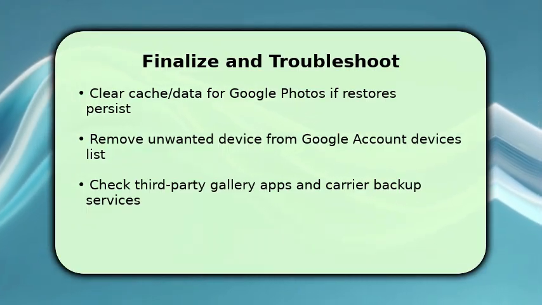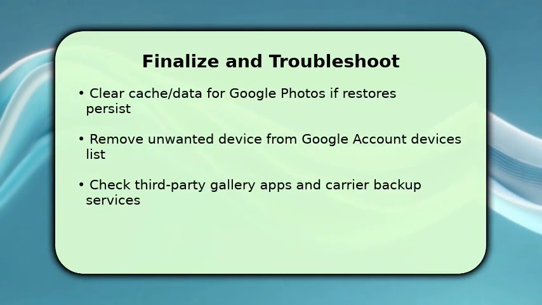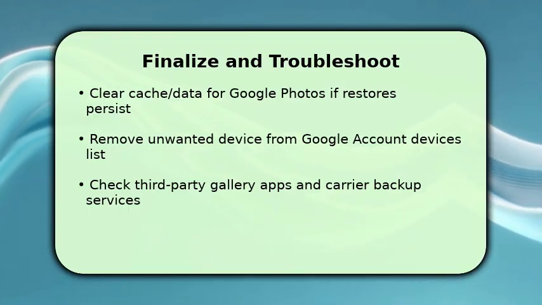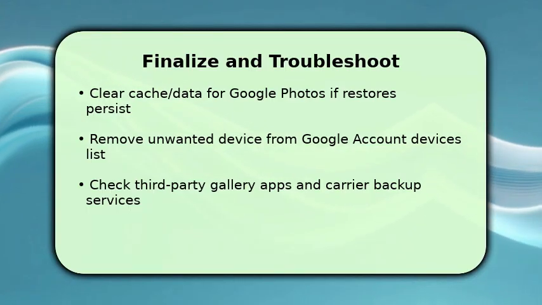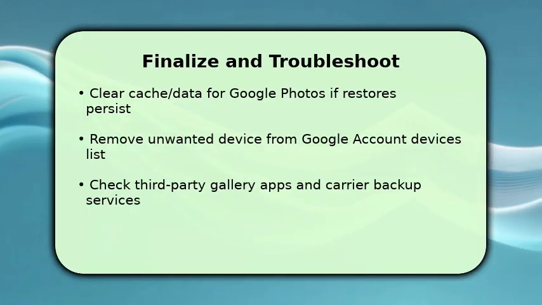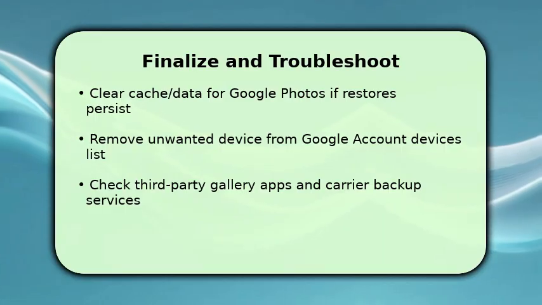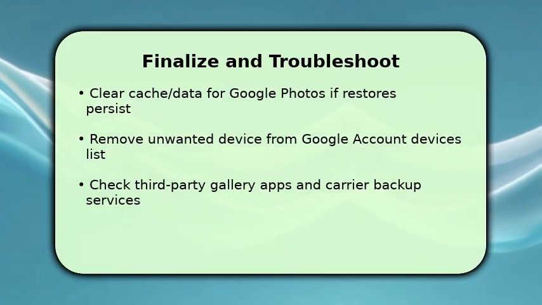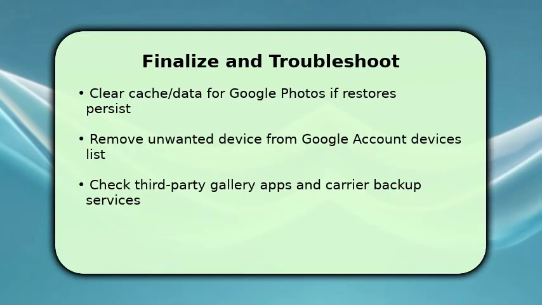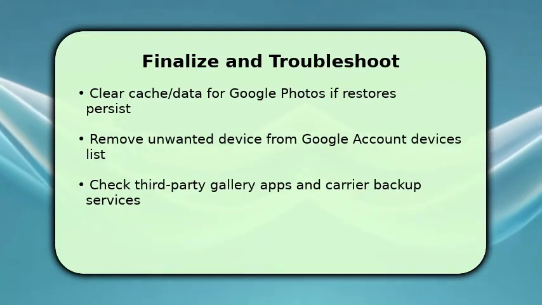Next, visit your Google account devices list and remove any old devices to prevent automatic pushes. If photos still reappear, check other gallery apps or carrier backup services and disable their sync. If you still see restores, reboot and verify account settings again. This usually resolves residual restores after you clear.